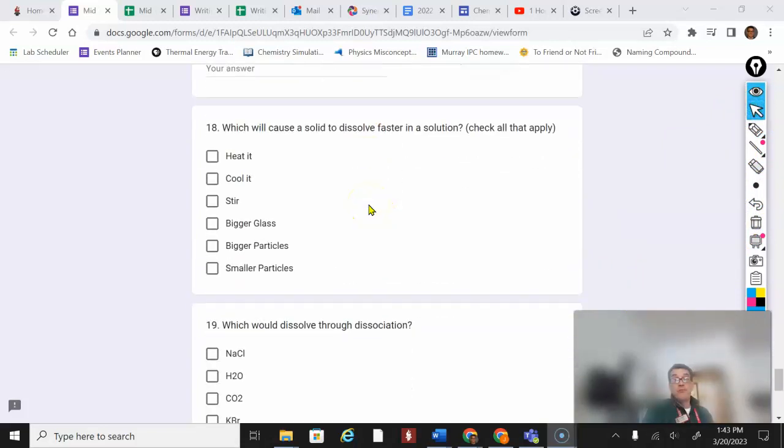All right, so just words, no math at this point. Which will cause a solid to dissolve faster in a solution? So this is about the rate of doing it. Generally, if we heat it up, it's going to dissolve a little bit faster. Generally, if we stir it, it's going to dissolve faster. And generally, if we crush it up to make it into smaller particles, it's going to dissolve faster because of the amount of surface area that we have.